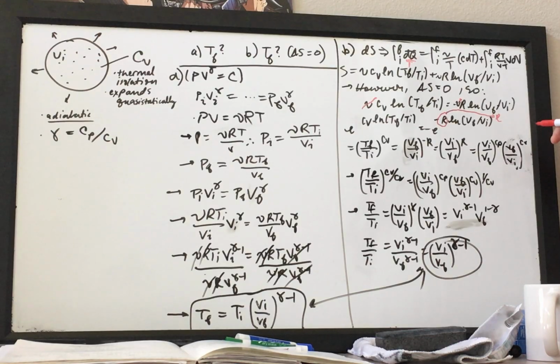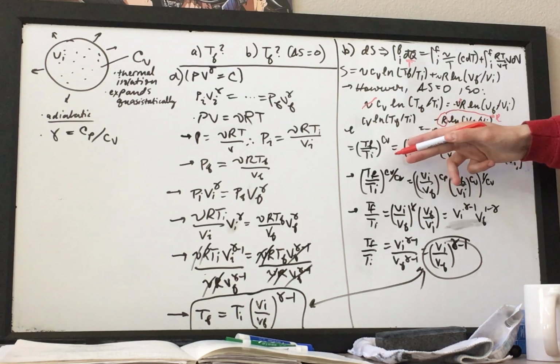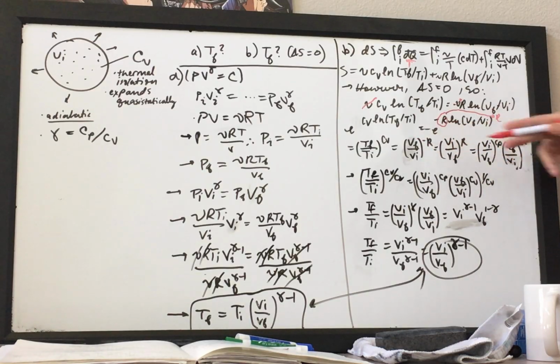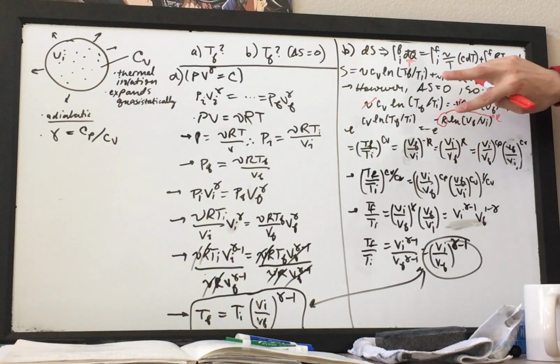And then from then on, it's just trying to express this in terms of something similar to what we have down below, right? So we just play around with the exponentials, right? So we'll get TF divided by TI to the power of Cv, and then we'll have our VF over VI expression to the power of negative R. We can flip that around because we know a negative power of something is the same thing as the reciprocal of the positive power of something.